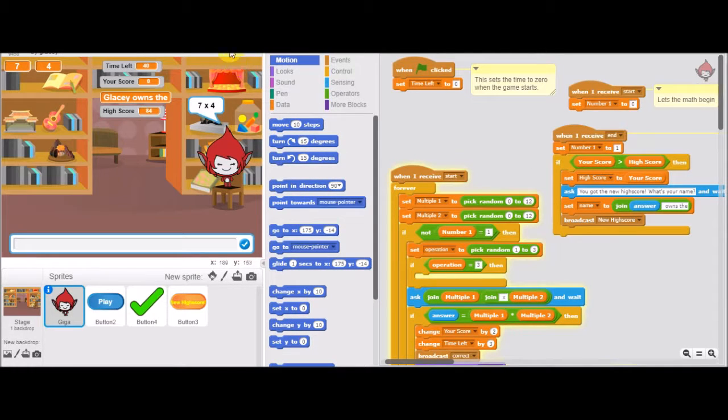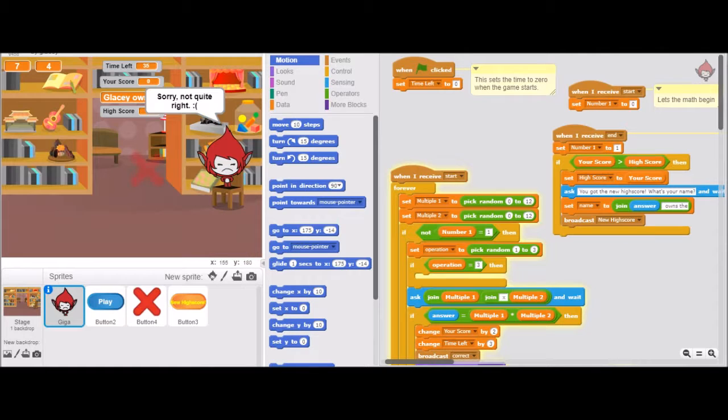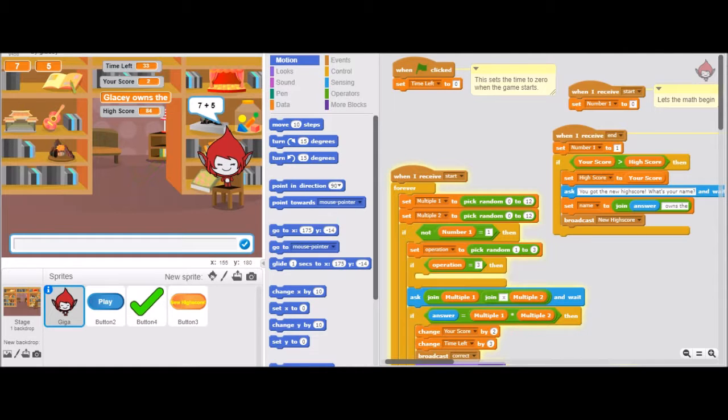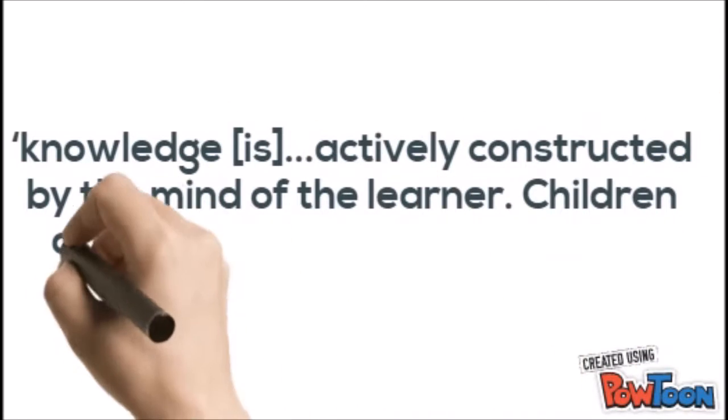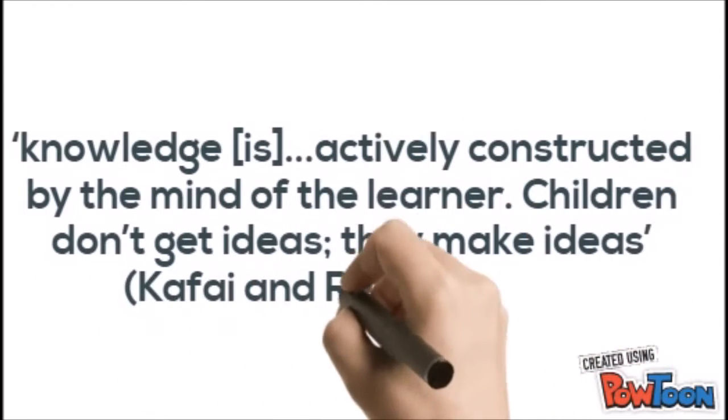During my block school experience, Scratch was used by pupils in Year 3 to create mini games and quizzes for maths. This was used as a starter activity. This ties into Piaget's theory of constructivism, as children are actively learning to create meaning, therefore promotes learning. Kafai and Resnick 2011 states knowledge is actively constructed by the mind of the learner. Children don't get ideas, they make ideas.